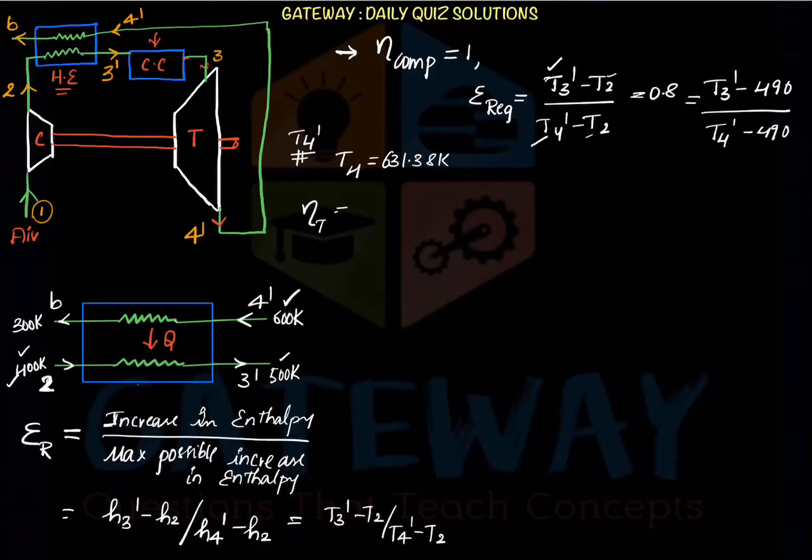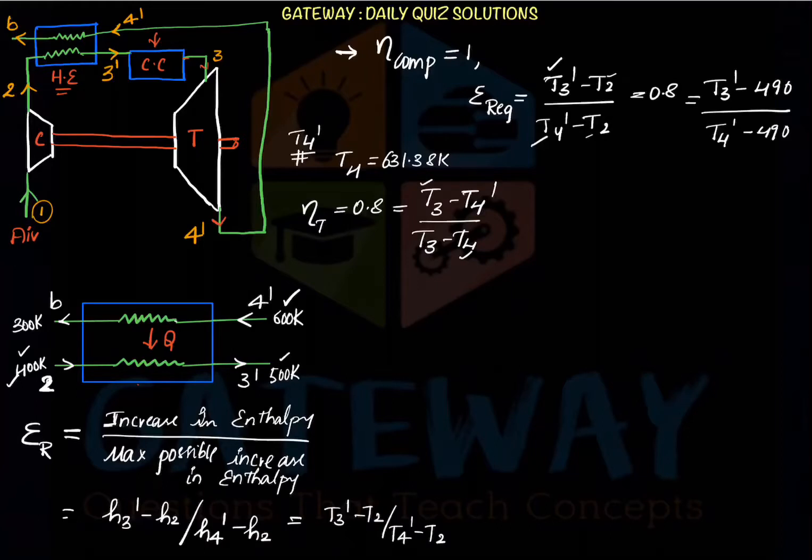For that we will be using the isentropic efficiency of the turbine, that is 0.8. Isentropic efficiency of turbine is equal to W actual upon W ideal, and the W actual is between the two temperatures T3 and T4 dash, upon W ideal between T3 and T4. So here T3 was known, T4 was known. We'll calculate the value of T4 dash from here. By calculating T4 dash from here, we'll get the value of 705.1 Kelvin. This is the value of T4 dash.